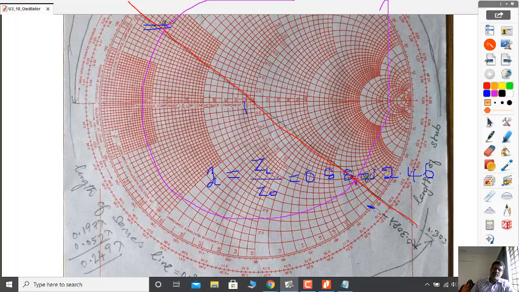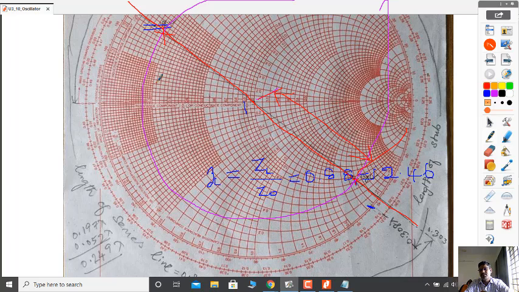Or you measure the length of this line from the middle of the Smith chart to this point, using the linear scale. Then you mark the same distance on this line from the middle of the Smith chart. It is the same as drawing a circle. That's why I am telling you another way. It is best to draw a circle.